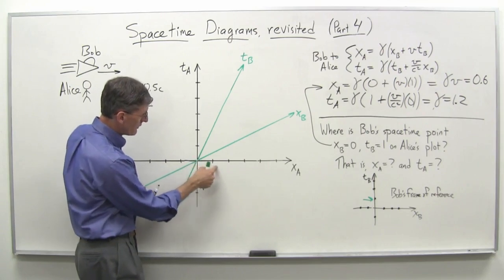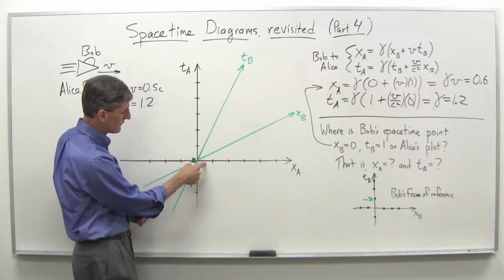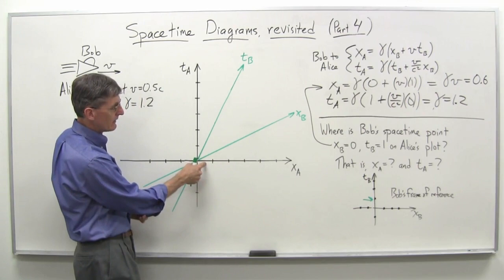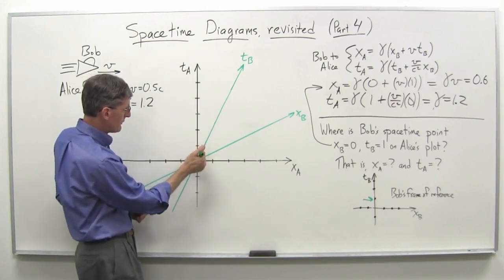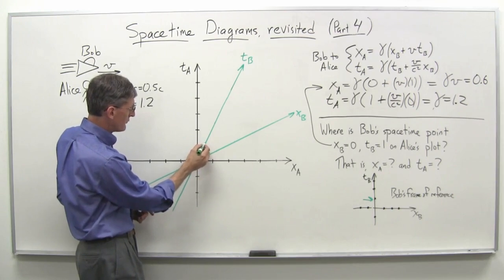So, you know, this is 1, 2, 3, 4. So it's about 0.6, about right there. And t sub a is going to have a value of 1.2. So if we move it up here, it's about right here is where it is.